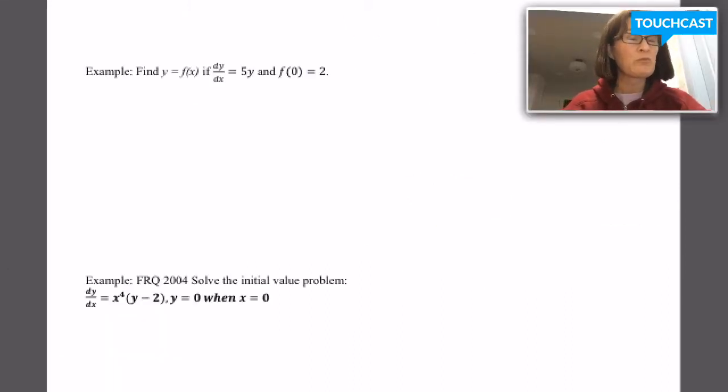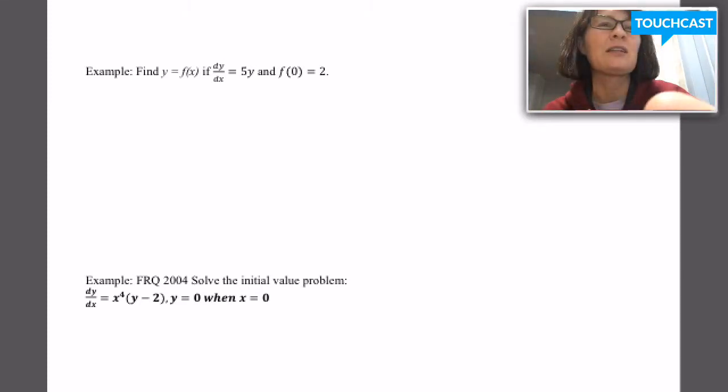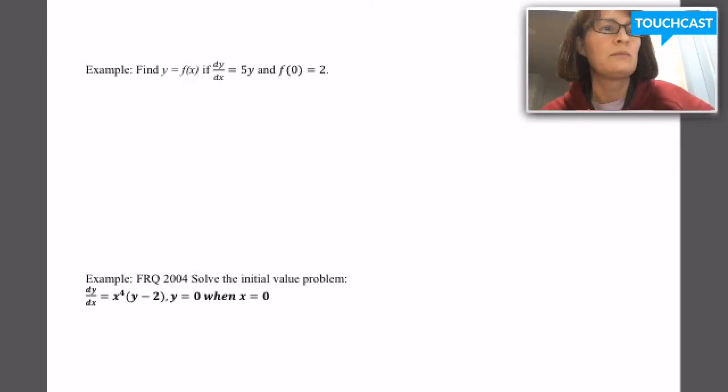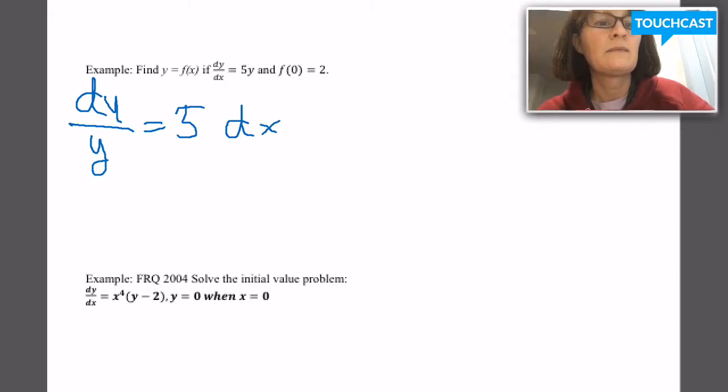So here we go, our first separable differential equation that's going to involve a natural logarithm. I have dy dx is equal to 5y. I'm going to try to get all the x terms on one side and all the y terms on the other side. My first step is to multiply both sides by dx, and then to divide both sides by y, because I want the y to end up on the left-hand side of the equation. I'm going to end up with dy over y is equal to 5 dx.